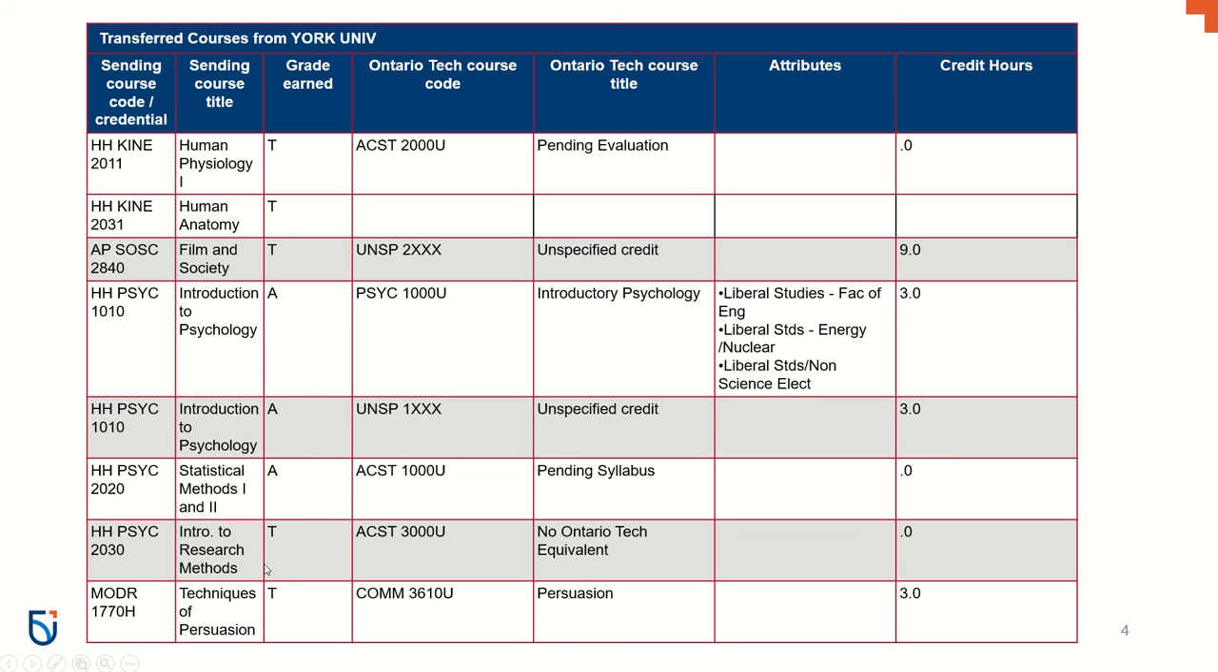That means we need a syllabus from you and you're going to have to submit that to us. This course, Intro to Research Methods, shows no Ontario Tech equivalent. So we can only grant credits if they are equivalent to a course that's in your program map for the program you've applied to. And then here you can see they received a credit for communications.